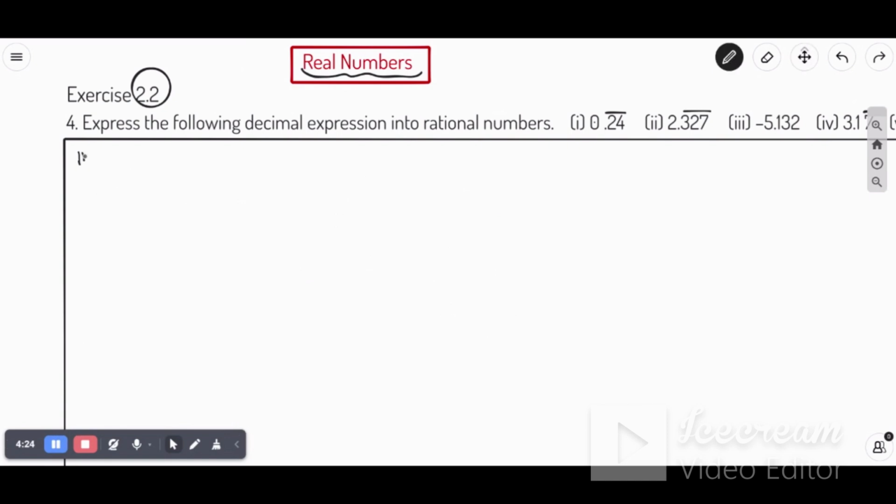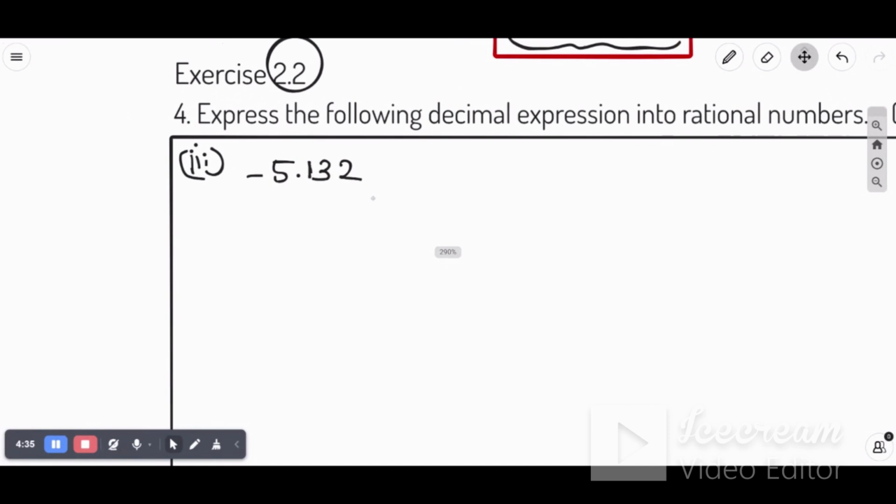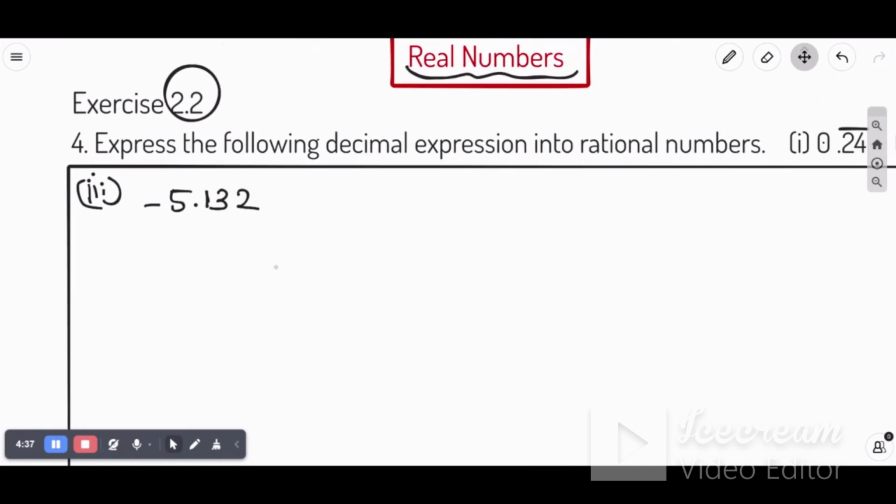So question number 3 is minus 5.132. So check very carefully. Is this a recurring decimal? No, it is not a recurring decimal. How we decide is we don't get the bars on the top. So this is not a recurring decimal. Then what could it be? It is a terminating decimal. It stops here. It doesn't move on or repeat.